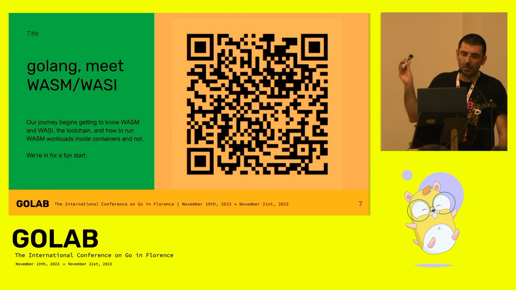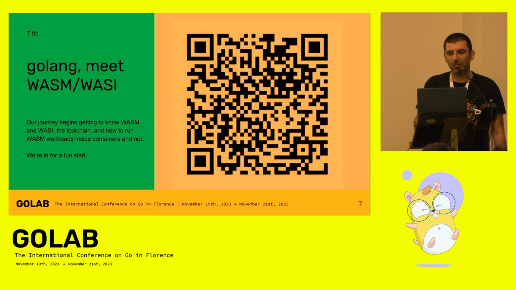The QR codes you see, if you scan them, will point you to the GitHub repos on which I have all the examples of the code I'm showing. It's much, much more. Now we're going to be really fast and really quick, but all the examples are there. So the first section is what we can do with Go.